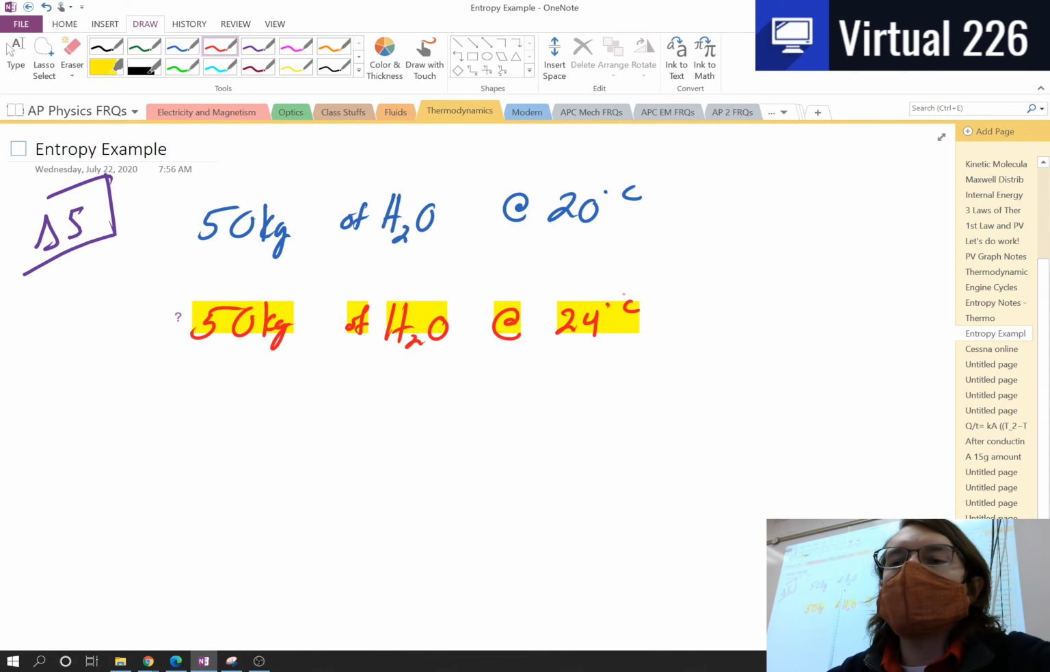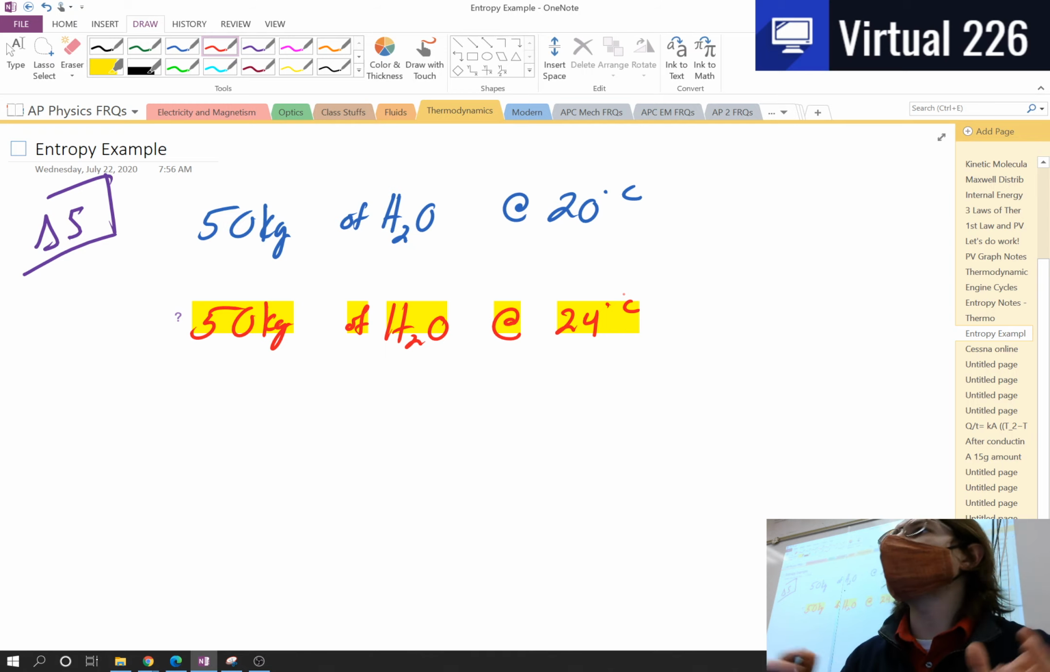So what we're going to do in this problem, we have equal amounts of water at 20 and 24 Celsius. We're going to mix them together, okay? Now, if we wanted to, we could go back to what we know about calorimetry and find an equilibrium temperature. But we already know the equilibrium temperature here.